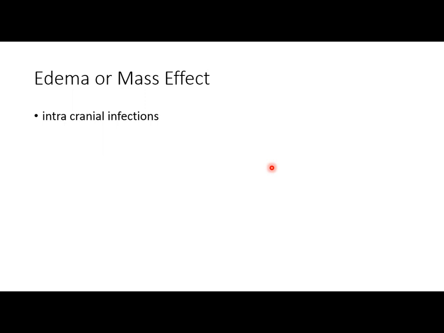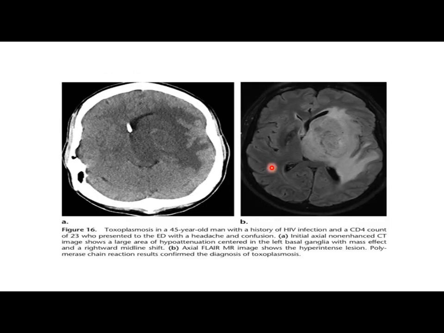Now we will talk about some causes of edema and mass effect that cause headache. We have first intracranial infection. All the causes of meningitis and encephalitis, whether viral, bacterial, or parasitic, can present with meningism and a headache. The edema and mass effect will cause headache, which is thunderclap in origin. And the most important thing is that whenever we have thunderclap headache associated with fever, we should think about infection.